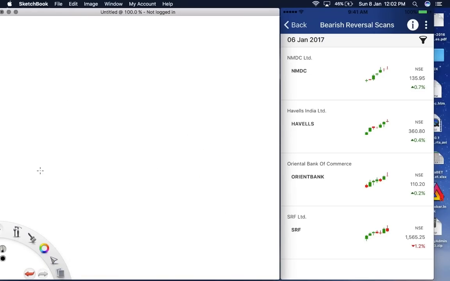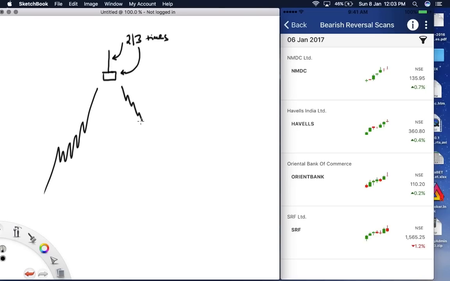So let's say NMDC, Havells, let's tap on Havells. The moment you tap on Havells, now you know the drill. It will take you to the page of Havells where you can drill down to all the data analytics of Havells itself. So this will help you to figure out which are the stocks which have made a bearish pattern or a bullish pattern.